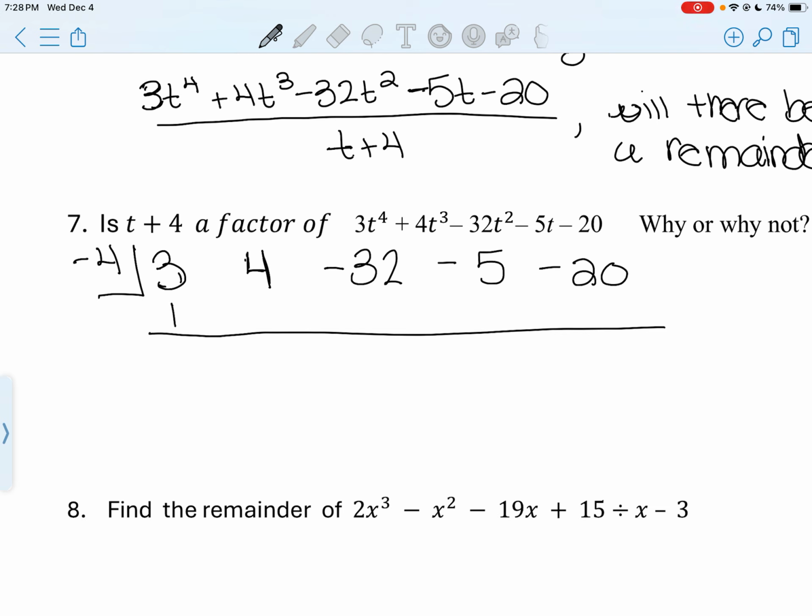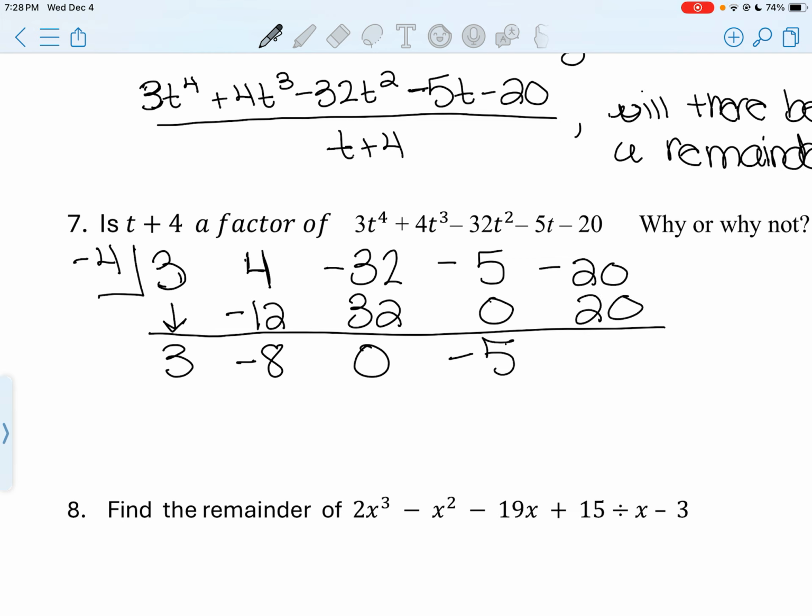So I'm going to bring down the first number, which is 3. Then we do 3 times negative 4, which is negative 12. Add your columns. That's a negative 8. Negative 8 times negative 4 is a positive 32. When I add my columns, I get 0. 0 times negative 4 is 0. Add your columns. Negative 5. Negative 5 times negative 4 is 20. Negative 20 plus 20 is 0. My remainder is always this last number. There is no remainder. So yes, it's a factor.